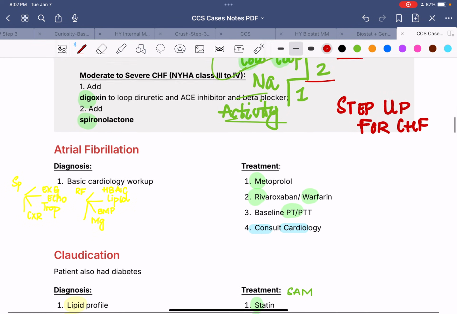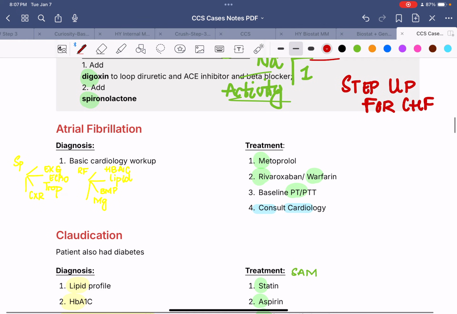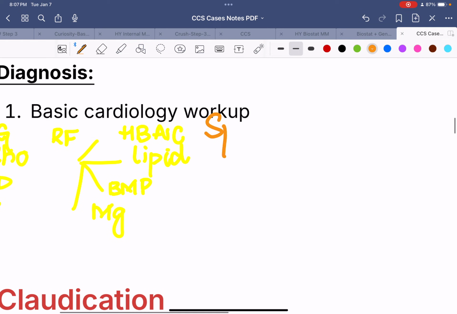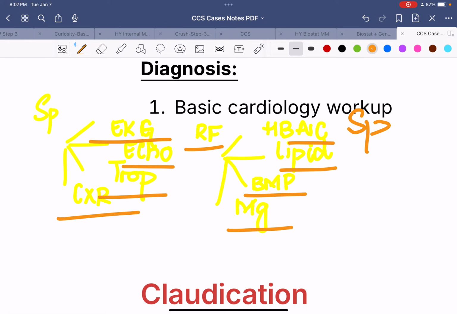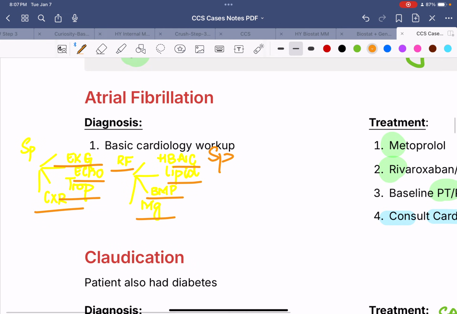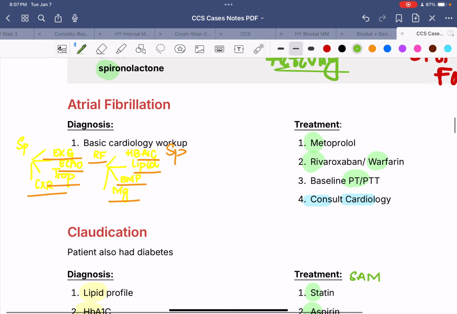Next comes atrial fibrillation. Again, the basic cardiology workup that we've already done with ECG, echo, along with chest X-ray and the cardiac enzymes troponin, along with establishing the specific risk factors such as HbA1c, lipid, basic metabolic profile, magnesium. So we are going to do all of these as we have done for the previous cases, right? But of course, the ECG is going to show you that the patient has atrial fibrillation. Therefore, what are the goals of treatment?